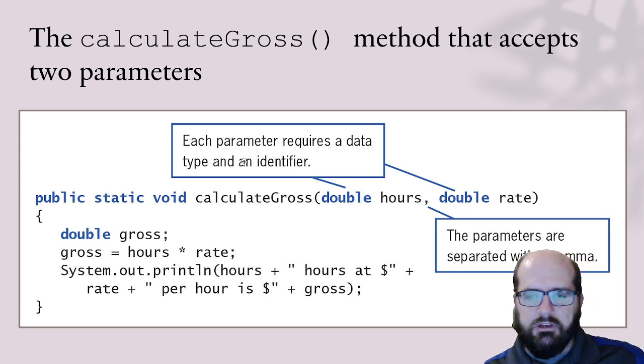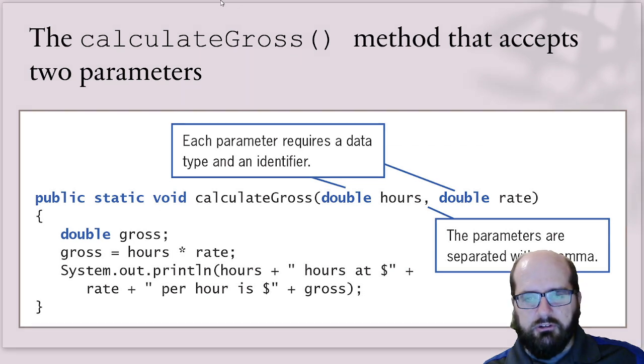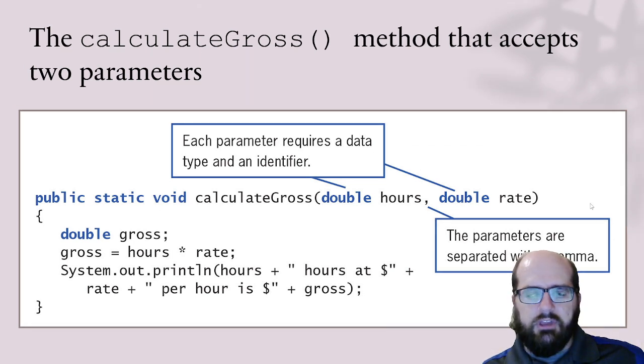You can see in this case, you have multiple parameters you can pass in to calculate gross now. You have hours and rate. The parameters are separated with a comma, and each parameter requires a data type and an identifier. So let's jump back into our code and look at that.